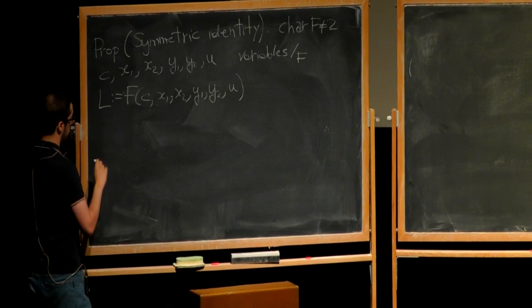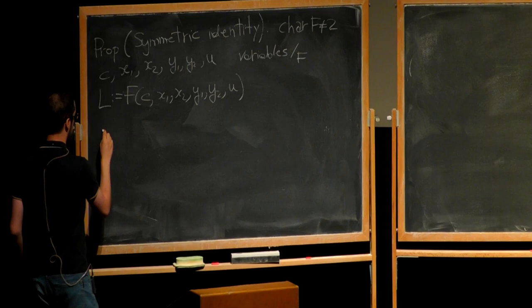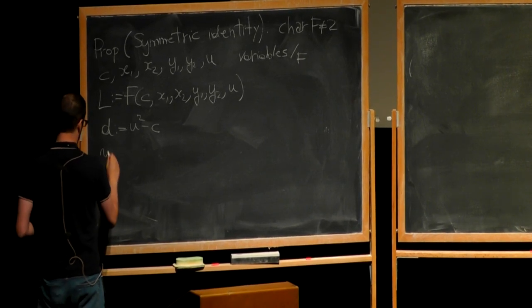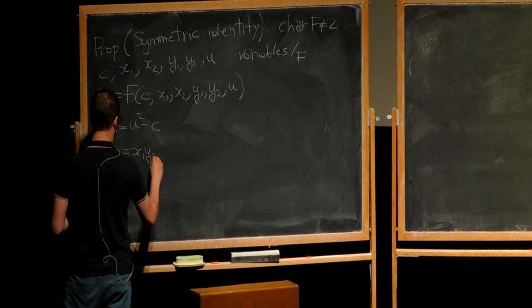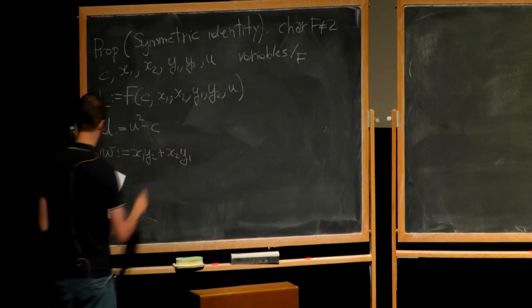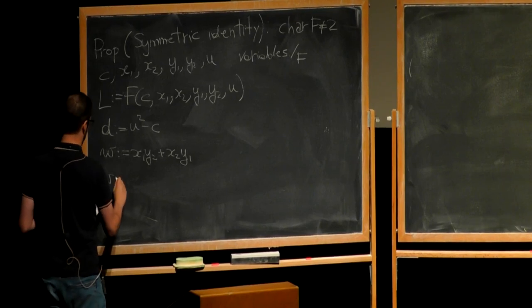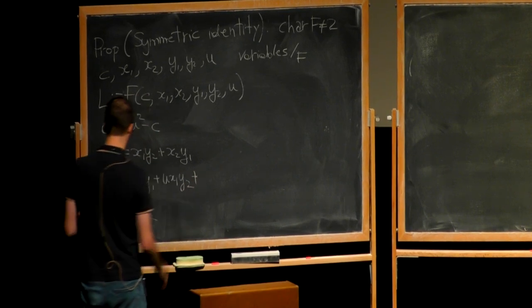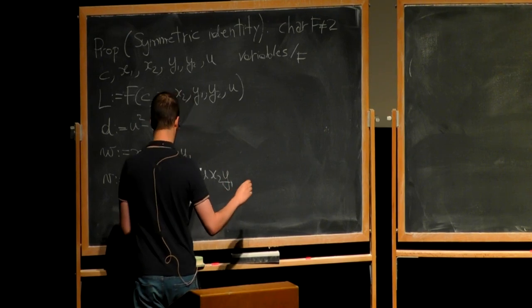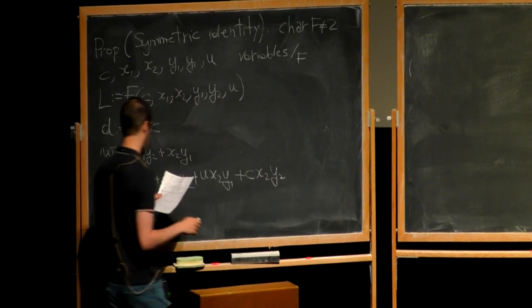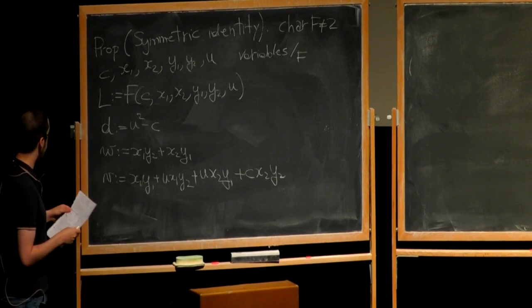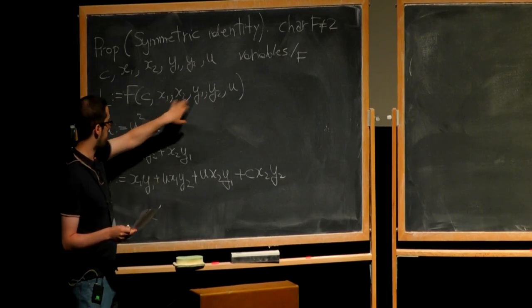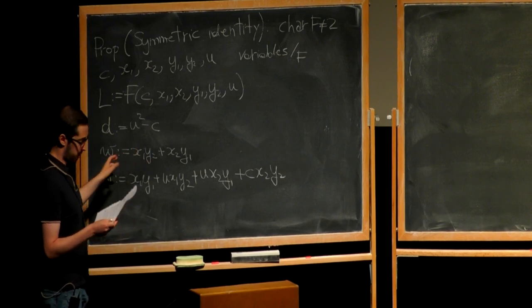Then I want to define some polynomials using these variables. So D will be U squared minus C. W will be x1 y2 plus x2 y1. And then V, that's a little bit longer. V will be x1 y1 plus u x1 y2 plus u x2 y1, and then plus C x2 y2. So these are all polynomials in L. Notice the symmetry between the xi's and the yi's. This is one reason why we call the variables this way. These polynomials will be symmetric if you switch xi and yi.